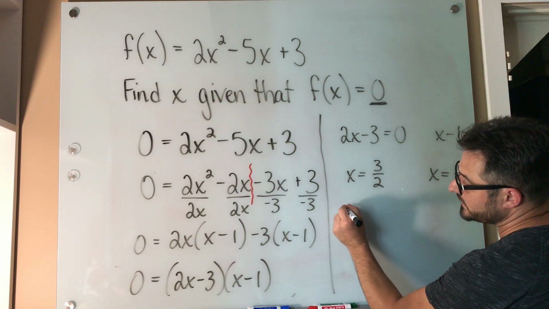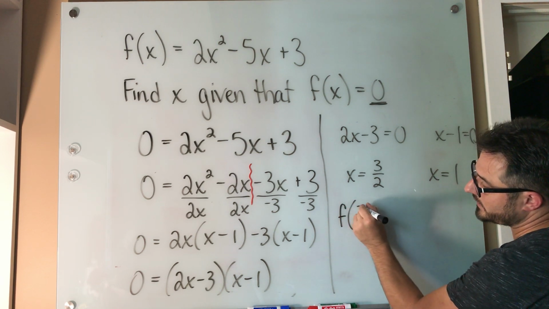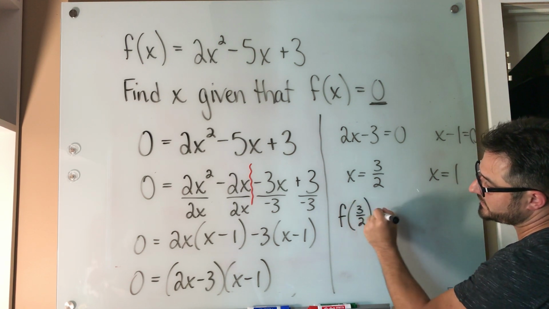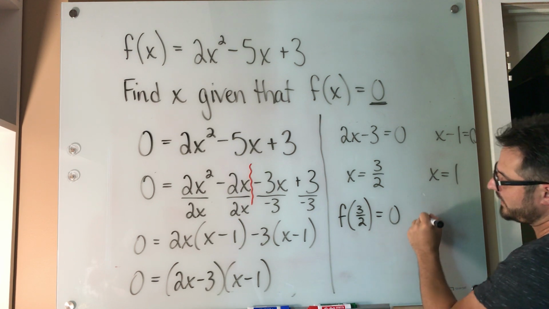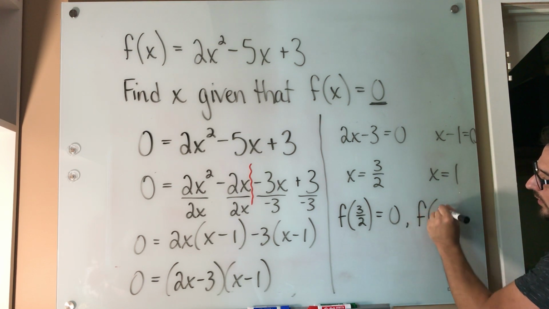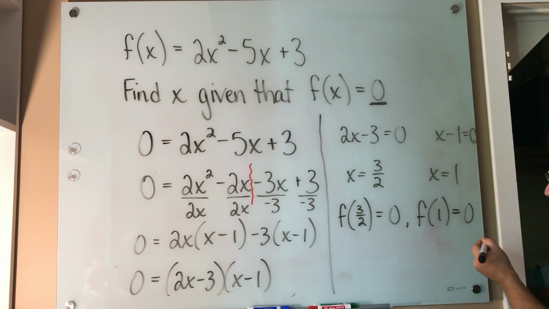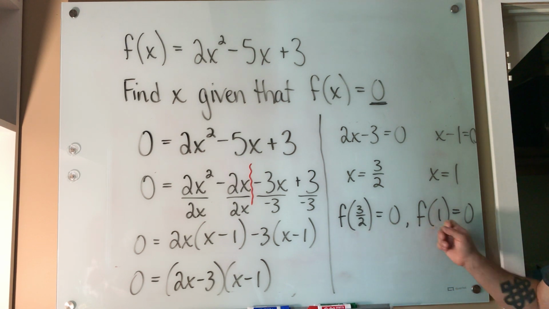What we have then is f of 3/2 is equal to 0, and f of 1 is equal to 0. Now remember, it is okay in a function to have the same output value be produced twice. As long as the input values are not repeated, then we're safe and we're good to go.